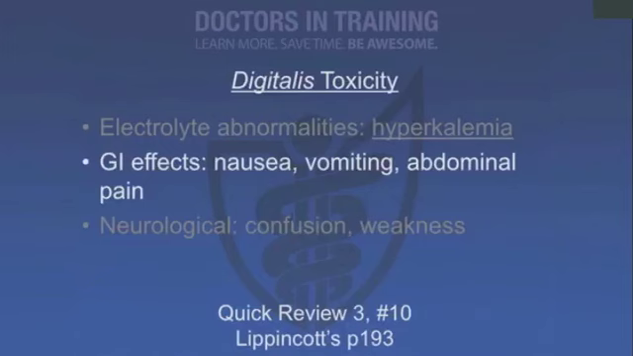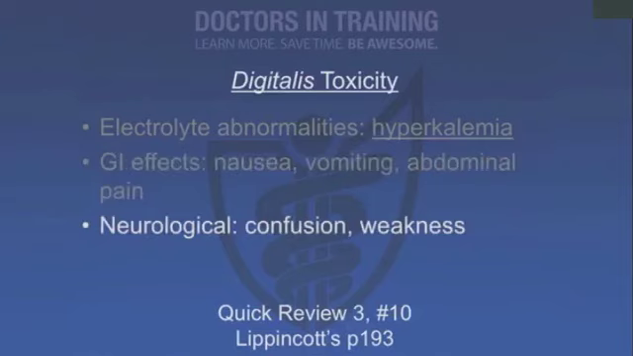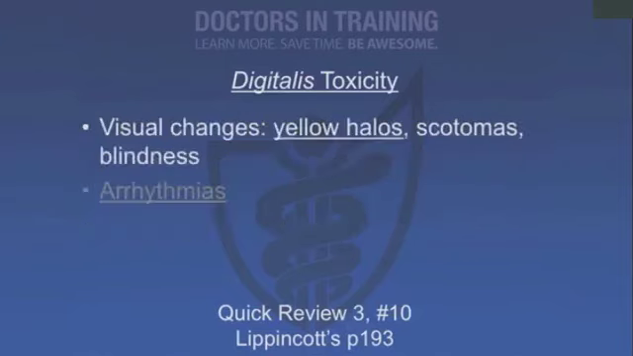The next part, GI effects. So you'll often get a lot of nausea, a lot of vomiting, and some abdominal pain. Neurological effects, you can get confusion and weakness. Visual changes, this is a great test question. What type of visual changes will you see with digitalis toxicity? Well, you'll get sort of this yellowish halo, yellow color vision change. So if you hear yellow, think of digitalis toxicity. You can also get scotoma, so you can see these little black spots. And then blindness is a possibility.